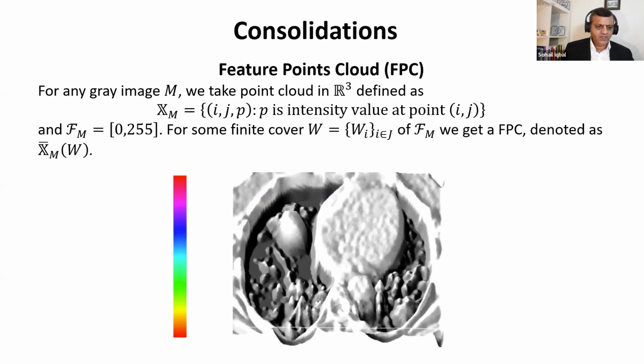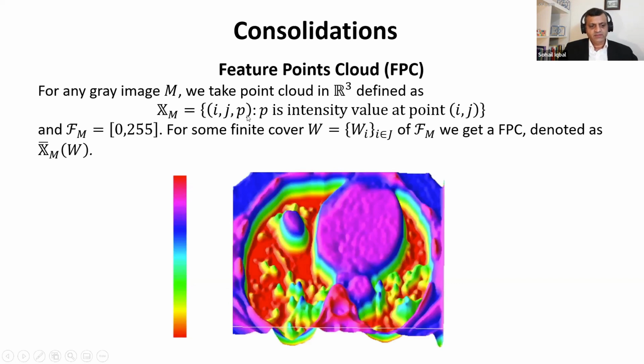So here is our grayscale image M, and the intensity plot, or the point cloud, is (i, j, P), where P is the intensity value at the pixel. We consider a finite cover W of this range 0 to 255, which is the range of gray pixel values. Using this cover and calculating inverses, we can calculate a covering of this point cloud. And once again, we consider their centroids as the points of the feature point cloud.